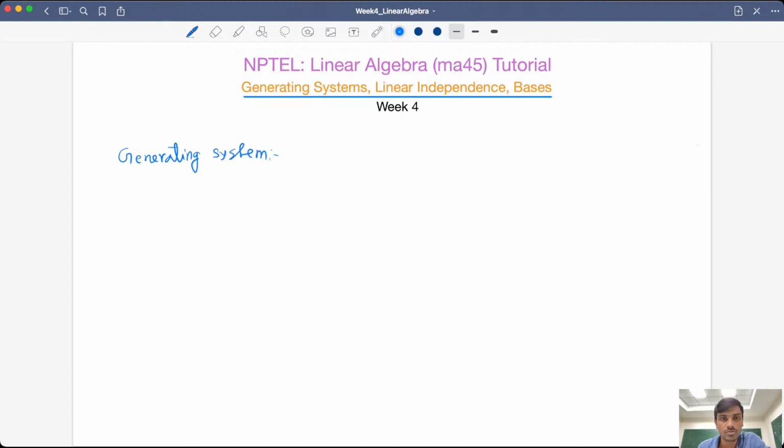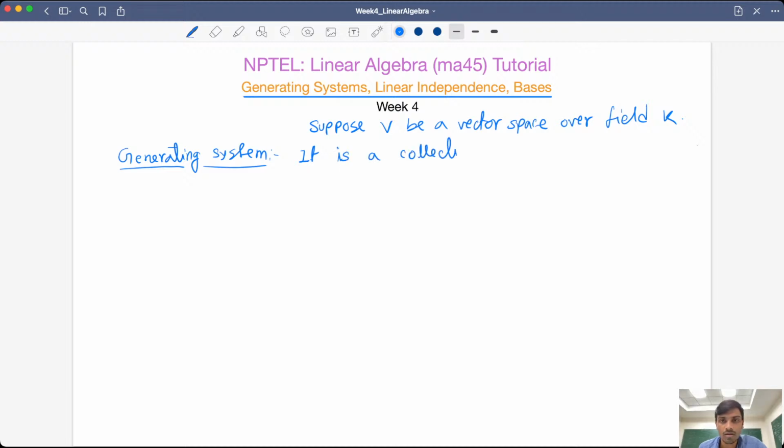So we always assume that V is a vector space over the field K. Then a generating system for the vector space V means a collection of vectors, say V alpha, with alpha belonging to some indexing set I, such that for any vector in V I can write it as a linear combination of vectors of this V alpha.